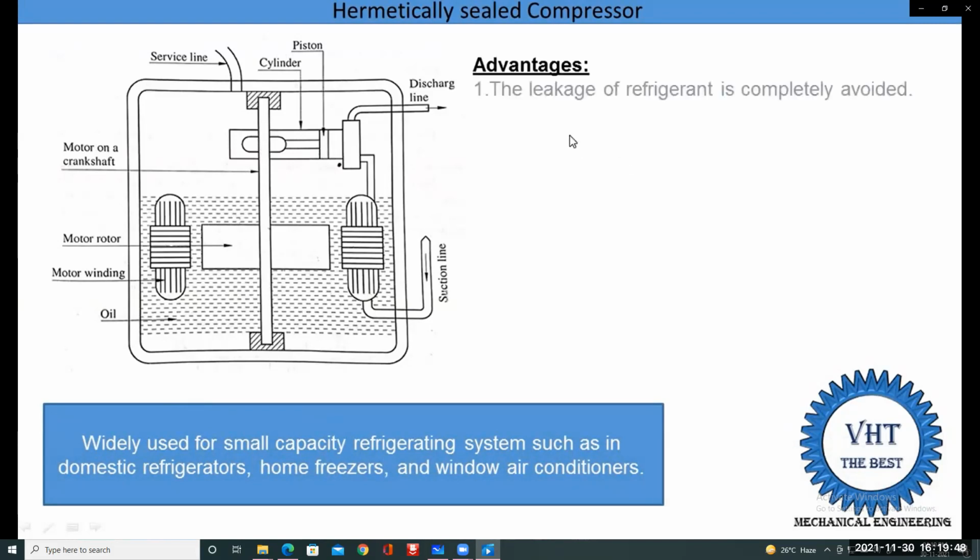Next, its advantages. The leakage of refrigerant is completely avoided. If leakage occurs inside this compressor, it is also sealed.